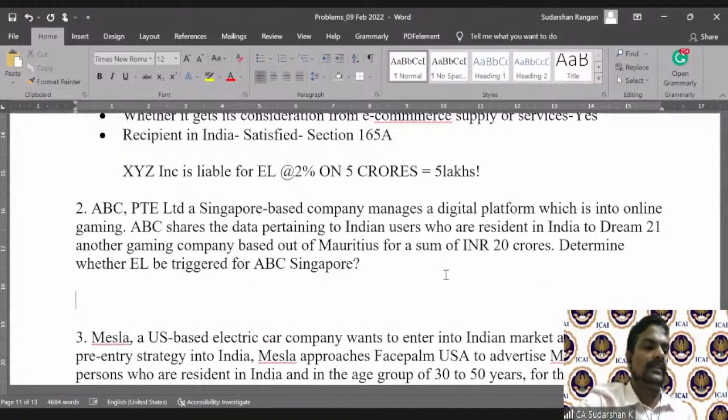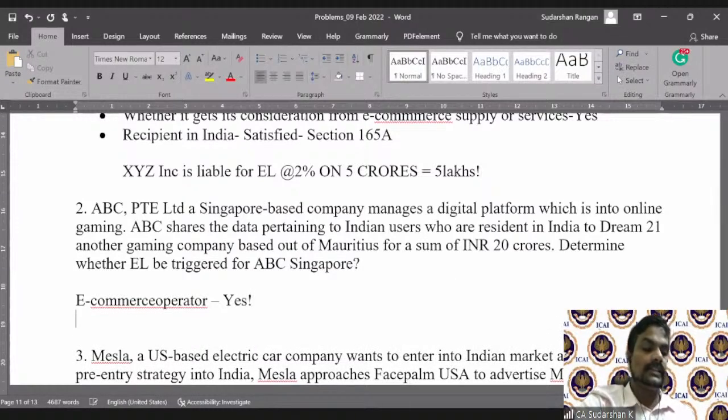So the first point we need to see is whether it's an e-commerce operator. Yes, I'm not going to go through it. It's very simple. A non-resident has a platform. Yes. Question number 2 is, is it e-commerce supply or services?